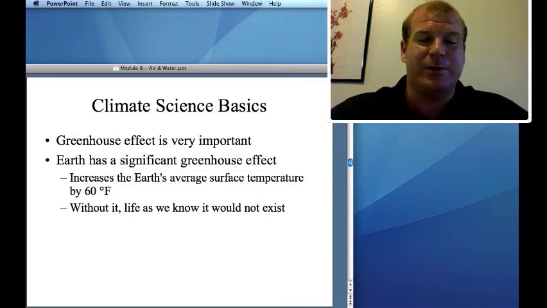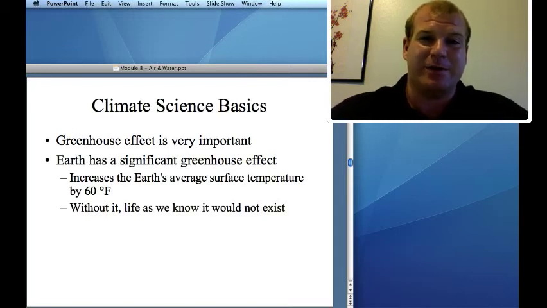Later on, we're going to talk about the moon. And the moon has temperatures of negative 150 Celsius at night and 125 Celsius during the day. That's about minus 250 Fahrenheit during the night and 250 Fahrenheit during the day. So the moon is very hot in the daytime and very cold at night. But the Earth has an average temperature of about 60 degrees Fahrenheit, and the moon has an average temperature of about 0 Fahrenheit. So what's the difference?